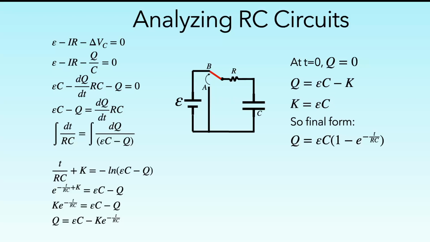Okay, now visualize that. E to the negative t over RC gets smaller and smaller and smaller. So you've got this maximum thing. At the beginning, it's 1 minus 1, so it's 0. At the end, it ends up just being EC. So this Q ends up increasing monotonically.